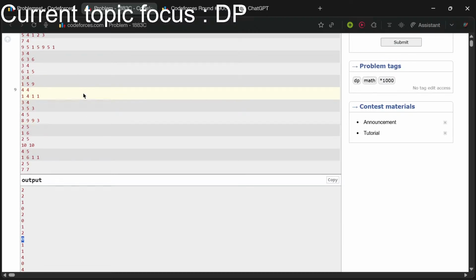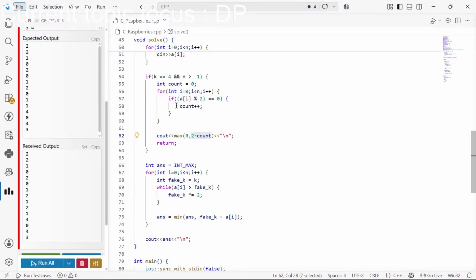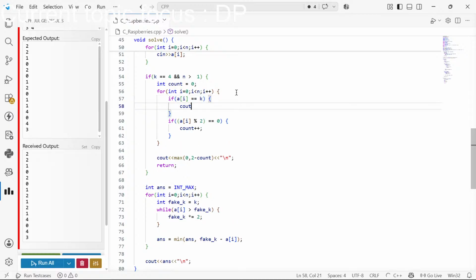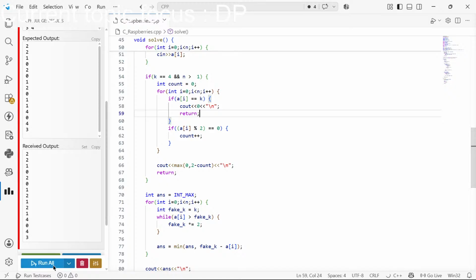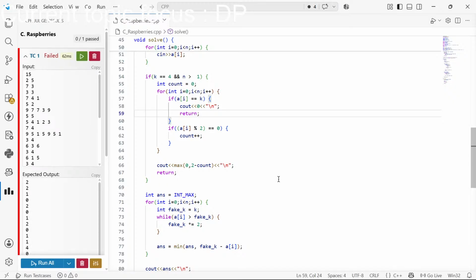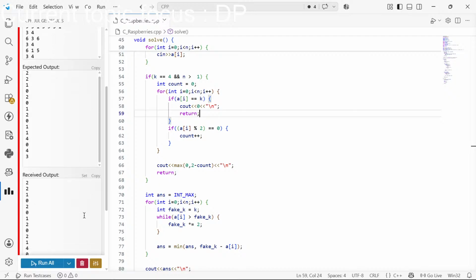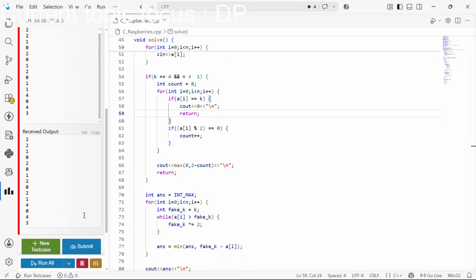Yeah, why is it? Okay, of course, of course. Why did I have to overcomplicate this? Okay. If a of i is equal to k directly and then just see out 0, and I can just return that. Okay. Yeah, hold on.